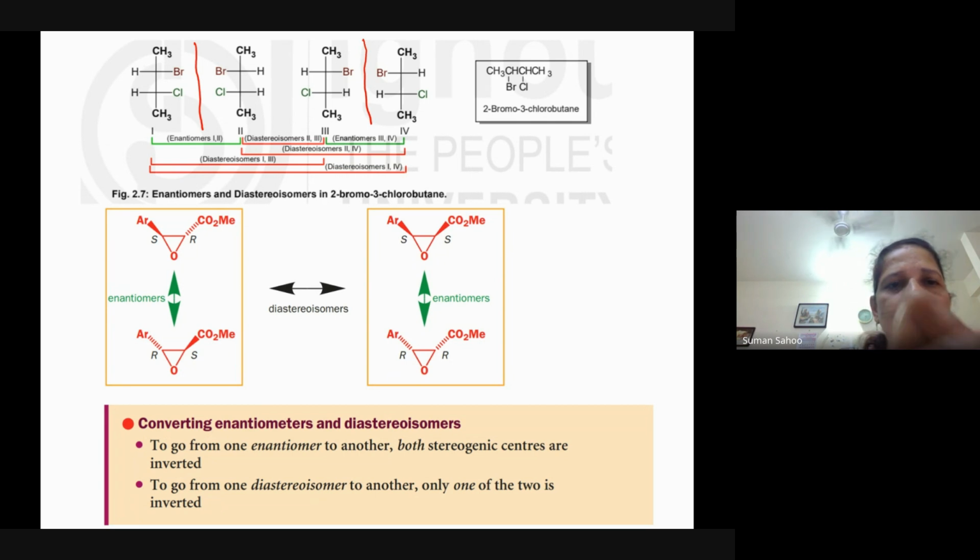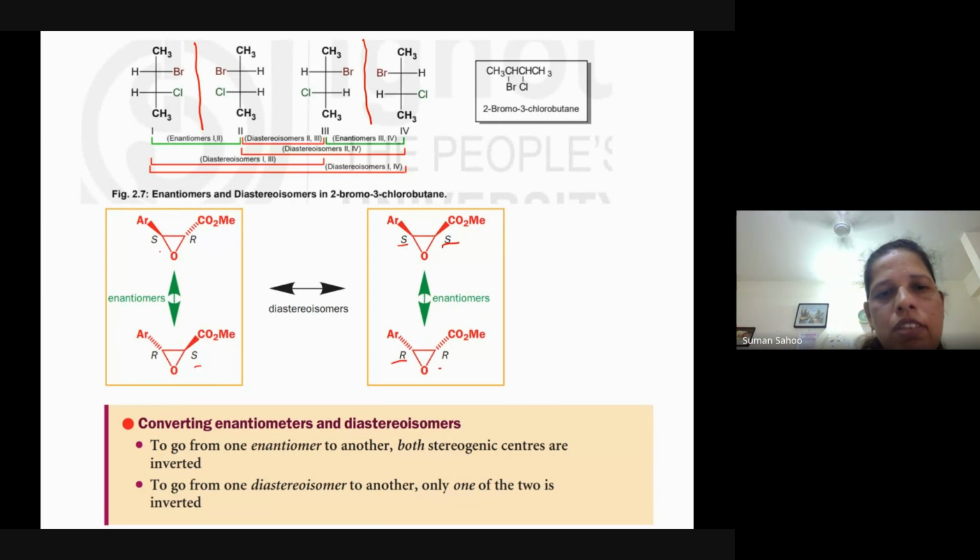You can do the R and S notation here. Each center would be R or S, so you only consider this one. Here, these two are enantiomers, so they are perfectly mirror images of each other: S mirror image R, R mirror image S. Here, SS and RR are also enantiomers.